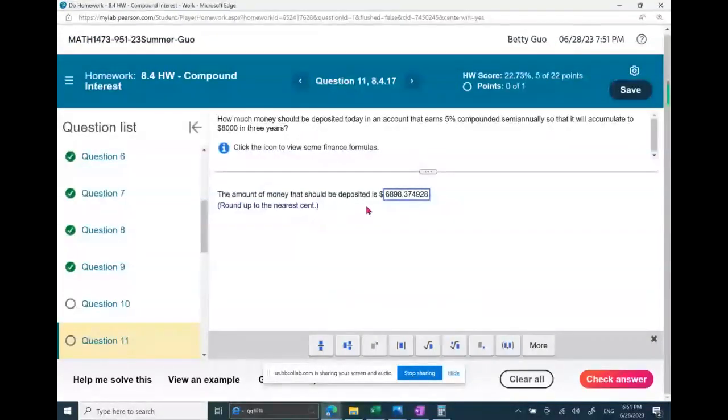When you see round up, you always have to forget about the normal rounding rule. It doesn't matter if this digit in the thousandth place is bigger than 5 or less than 5, doesn't matter. You always have to round it up. Change the 7 to 8. Why? Because otherwise you might be a little bit short to reach your financial goal, $8,000 in 3 years. So when we deposit the money, we want to 100% guarantee the financial goal will be reached, right? So we have to always round it up.